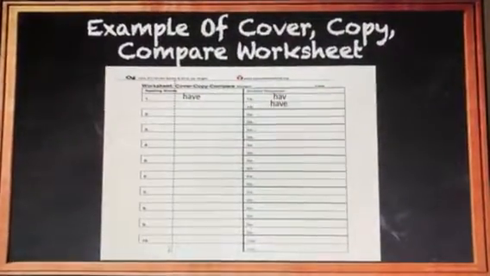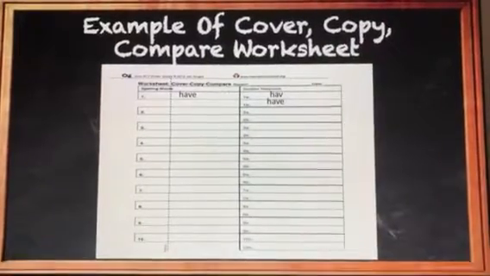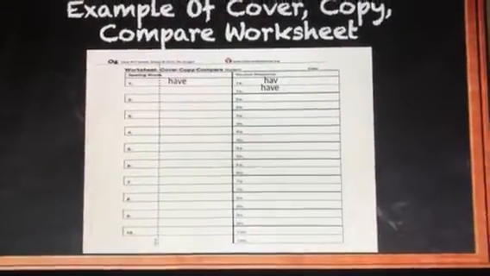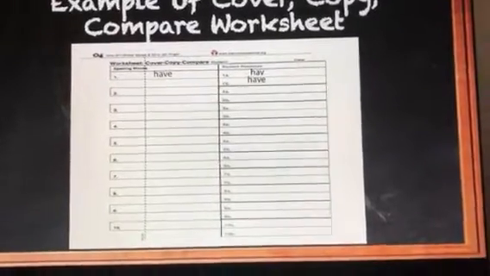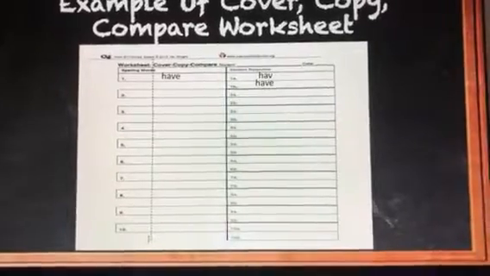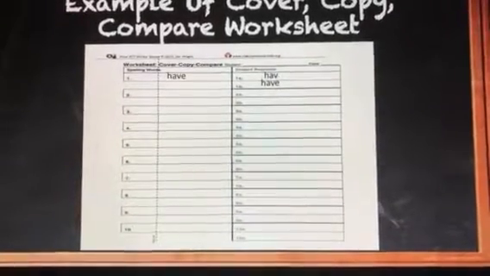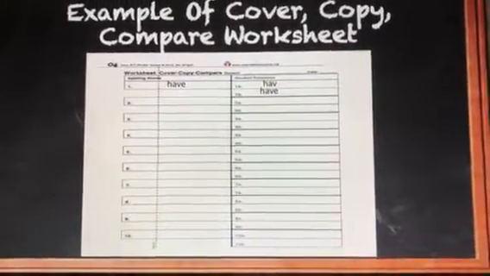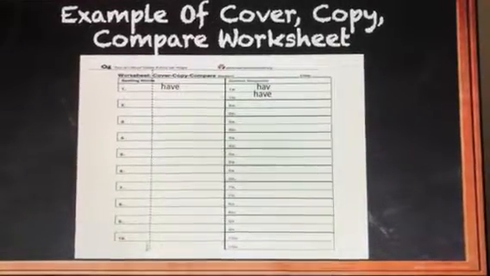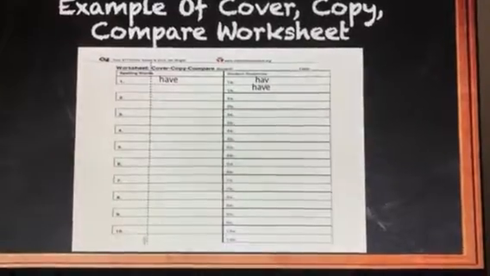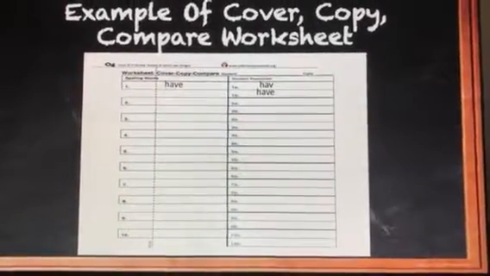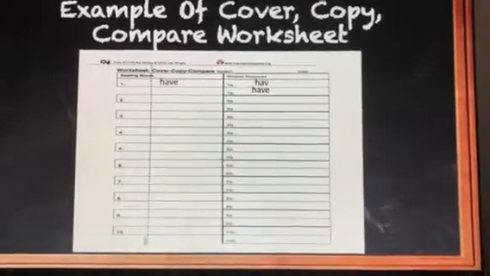So here's an example of a Cover, Copy, Compare worksheet. This was a blank worksheet and I just added the sight word "have" to the left-hand side of the paper. Now, as a teacher, you can either have the students copy all of their sight words off of index cards or off of the board or wherever they have them, or you can have all the words pre-written on the left-hand side of the page for them to copy.